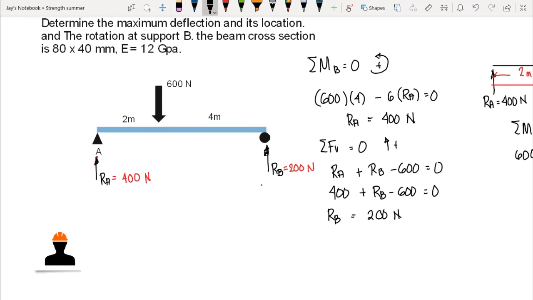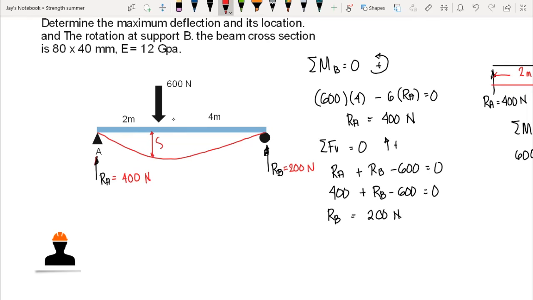Now, going back to the beam, if we have 600 Newton, we do not know the location of our maximum deflection since this is not symmetrical. Okay, and our 600 Newton here is not acting on the midspan. So therefore, the maximum deflection could be anywhere within this beam here. So let's say that our maximum deflection could be at this point. Let's just assume that it is at this point.